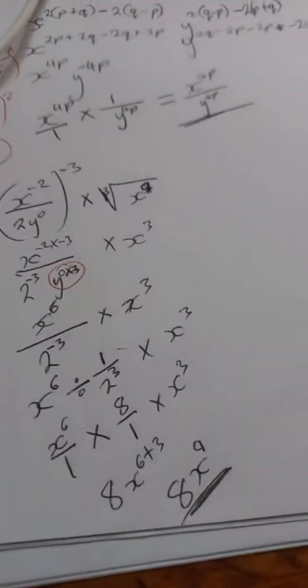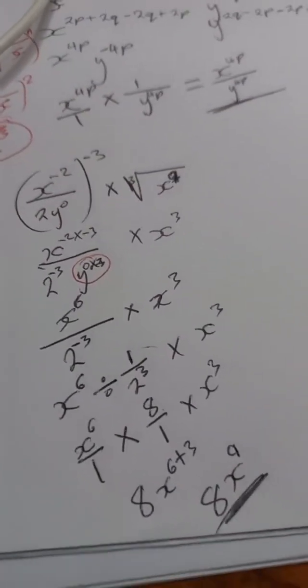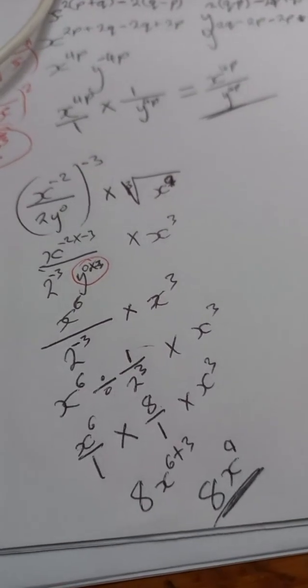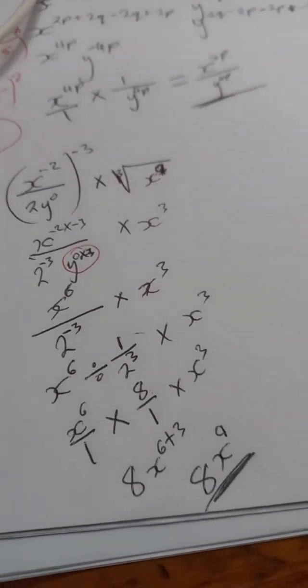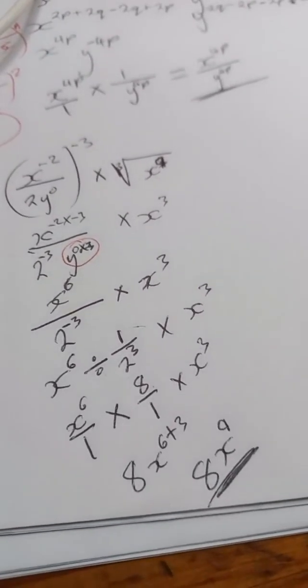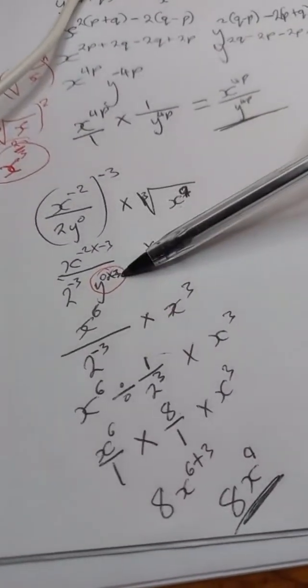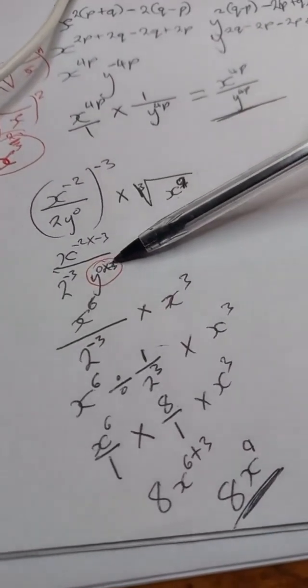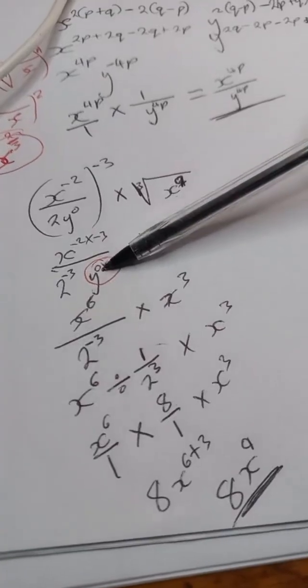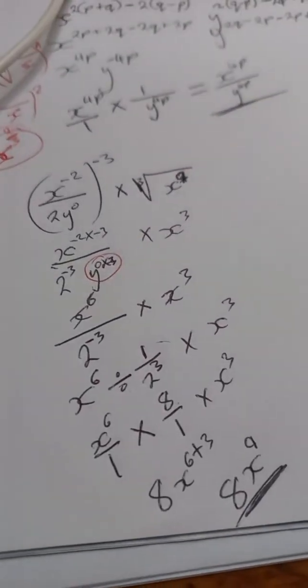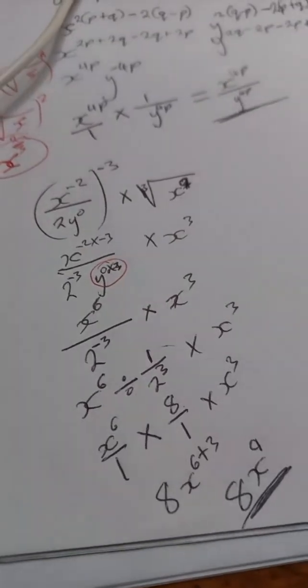All right. This was our question, and what we have found is our answer. I hope we all understood. This y disappeared because it's 0 times 3, which is 0, is y to the power 0, which is 1. Right?